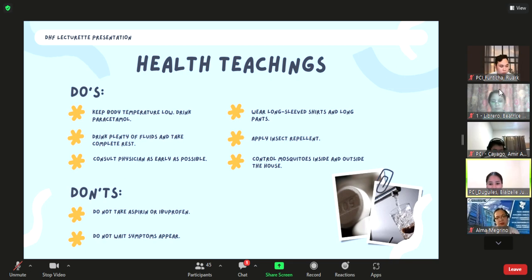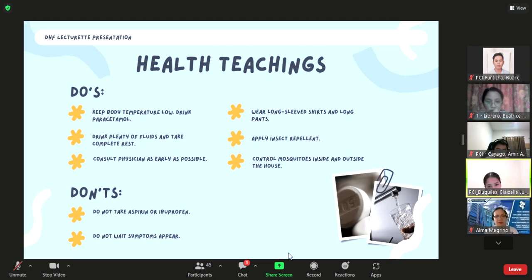Next, for the family teachings for the family members, and also it can apply to the patient, no? So we encourage them to wear long sleeve shirts and long pants and apply insect repellent.